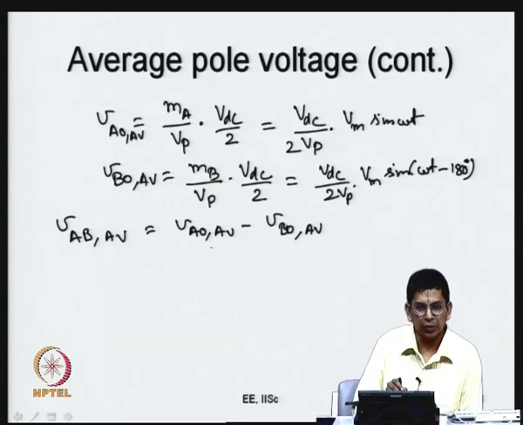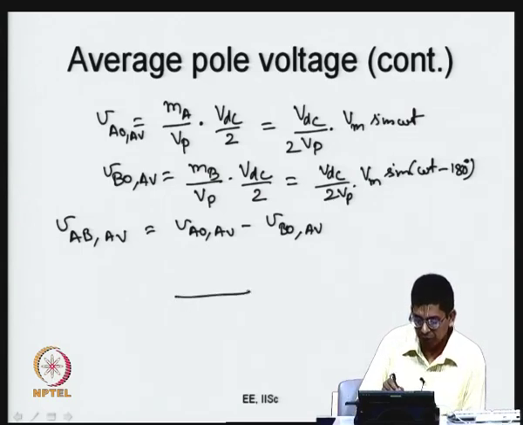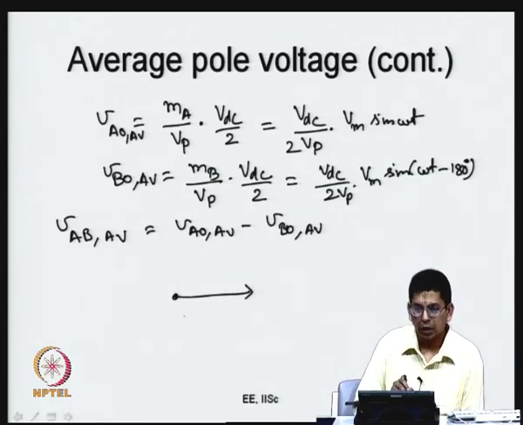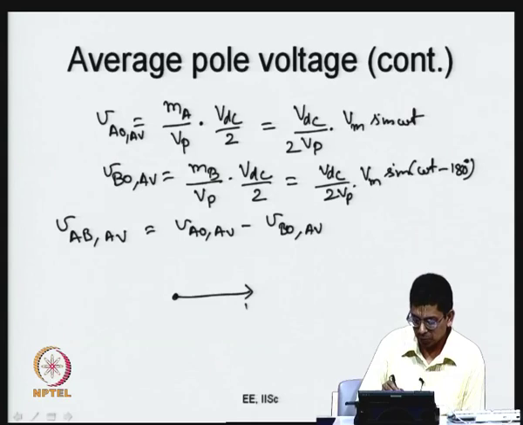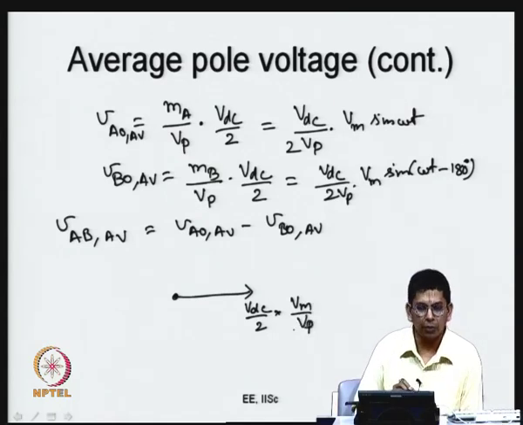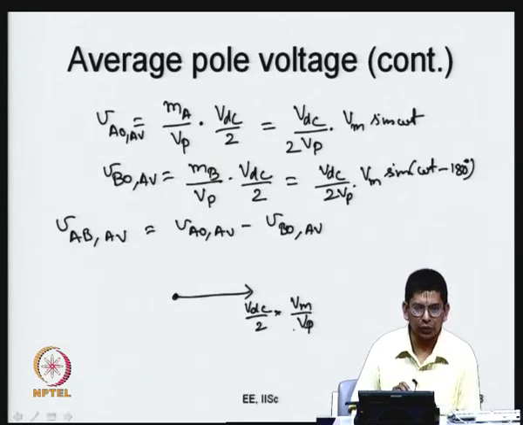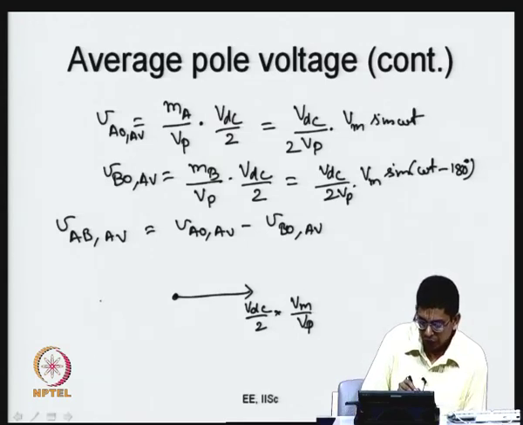So, VAO average will be a sinusoidal waveform. So, if VAO average could be a sinusoid like this, that can be regarded as a phasor. And what would be the amplitude of this phasor? The maximum value it can take is VDC by 2, and this VDC by 2 is multiplied by Vm upon Vp. This Vm upon Vp is usually called modulation index by many people, because it gives you how much of AC voltage you are really trying to produce. And then where is your VBO? Same, except that it is in the opposite direction. I am writing it as capital VAO and I am writing this as capital VBO.